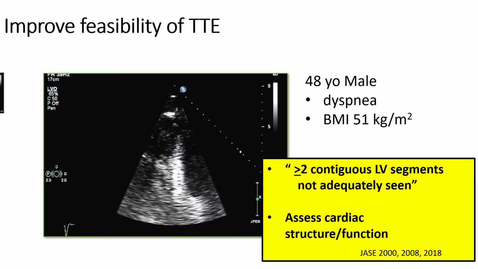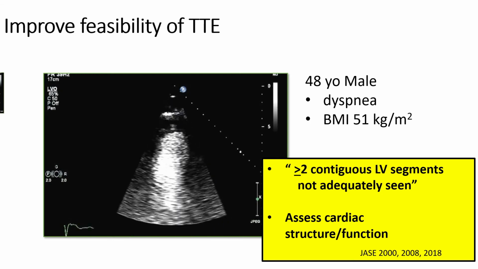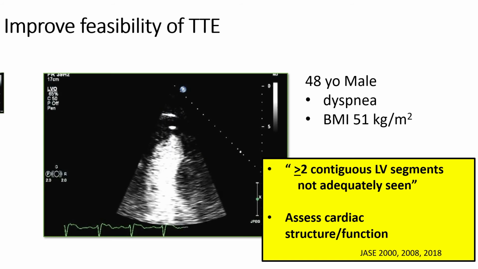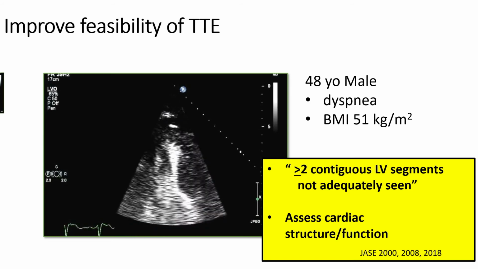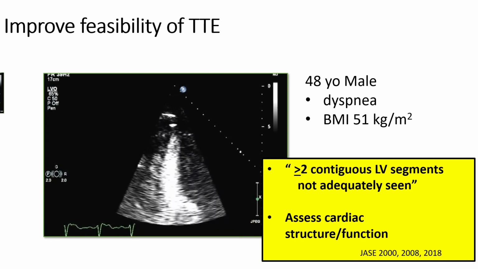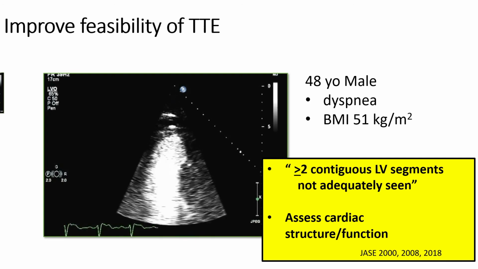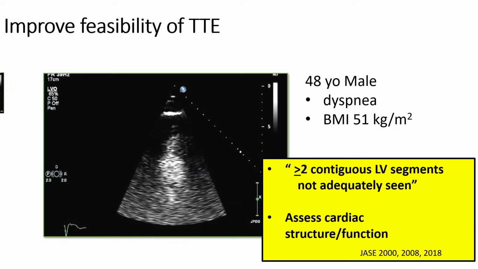From beyond the initial recommendation of greater than or equal to 2 contiguous LV segments not adequately seen, the most recent guidelines state that if the indication is to improve the cardiac structure or function assessment, then contrast can be used without counting up the number of segments.